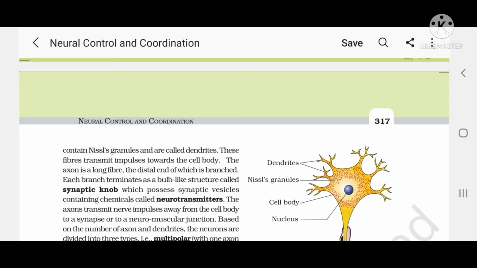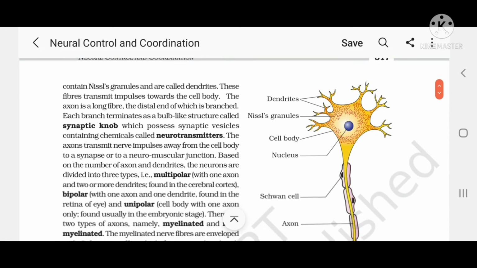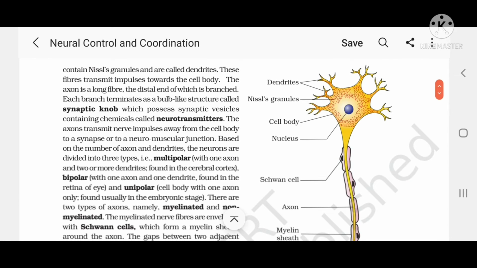The axon is a long fiber, the distal end of which is branched. Each branch terminates as a bulb-like structure called a synaptic knob, which possesses synaptic vesicles containing chemicals called neurotransmitters. The axon transmits nerve impulses away from the cell body to a synapse or to a neuromuscular junction.